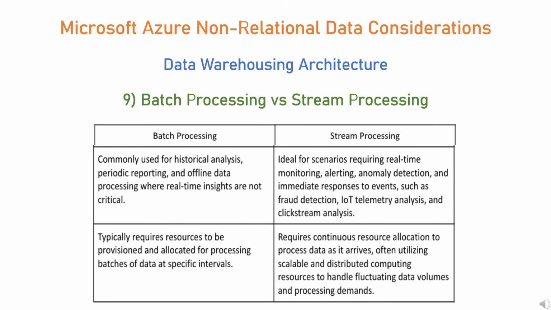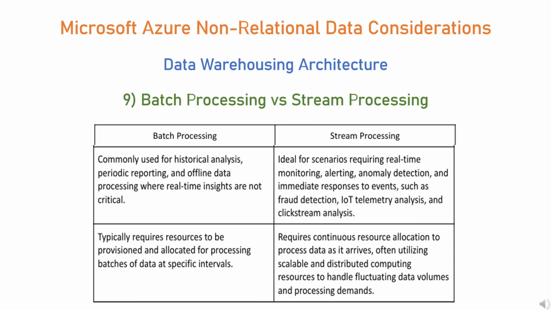Batch processing is commonly used for historical analysis, periodic reporting, and offline data processing where real-time insights are not critical. Stream processing is ideal for scenarios requiring real-time monitoring, alerting, anomaly detection, and immediate responses to events such as fraud detection, IoT telemetry analysis, and clickstream analysis.